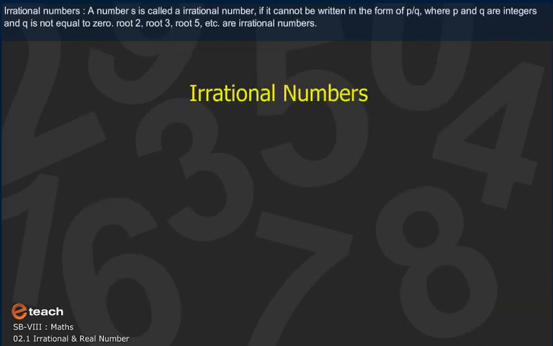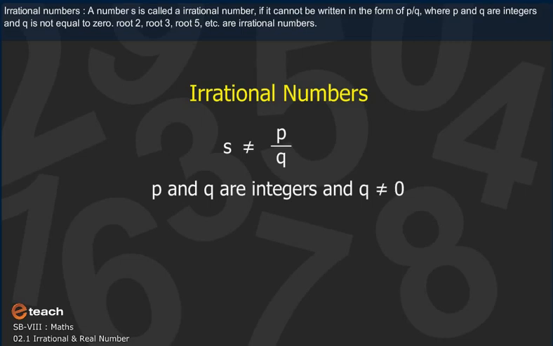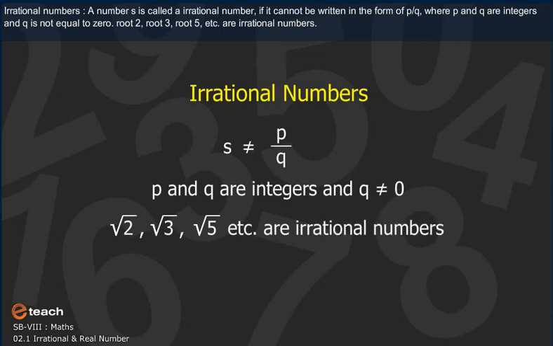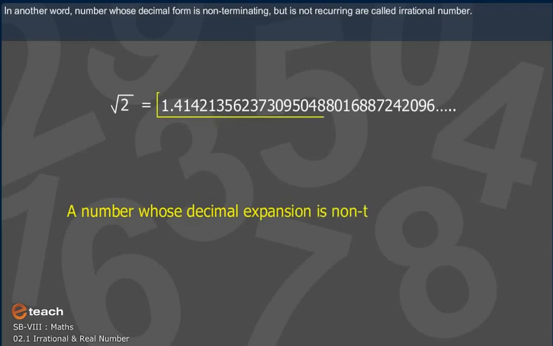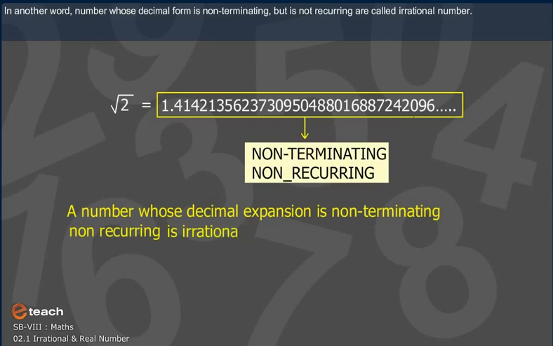Irrational numbers. A number S is called an irrational number if it cannot be written in the form of p by q, where p and q are integers and q is not equal to 0. Root 2, root 3, root 5 are irrational numbers. In other words, numbers whose decimal form is non-terminating but is not recurring are called irrational numbers.